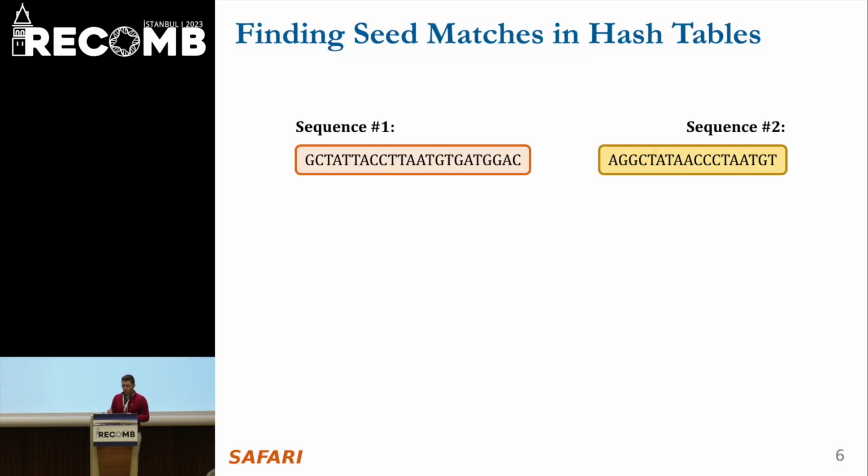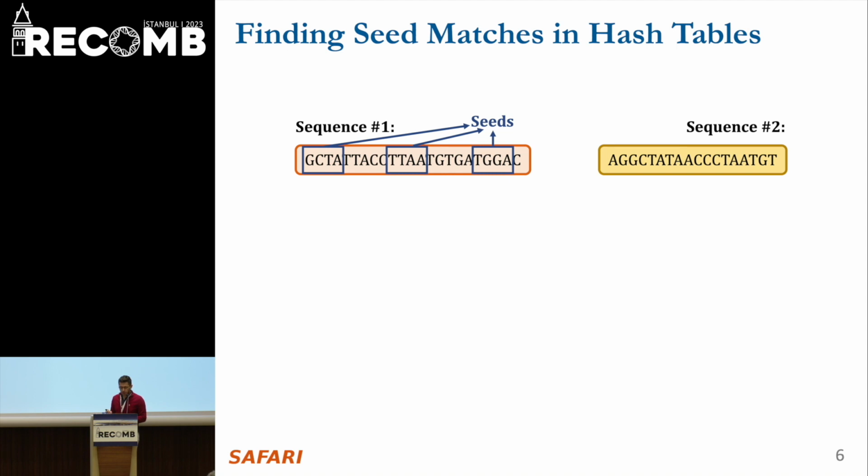So let's look more into identifying seed matches using hash tables between a pair of sequences. Here we have two sequences. One sequence can be coming from a reference genome, let's say. The other one can be coming from a read. What we usually do is identify some subsequences from these sequences. For example, we can apply some sketching techniques. We're going to call these subsequences seeds, to introduce a convention for the rest of the talk.